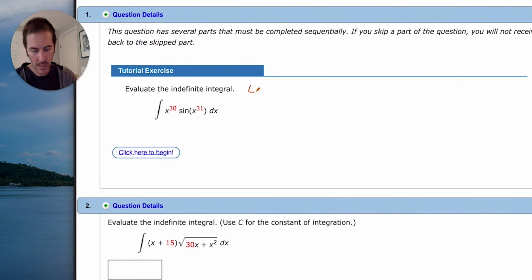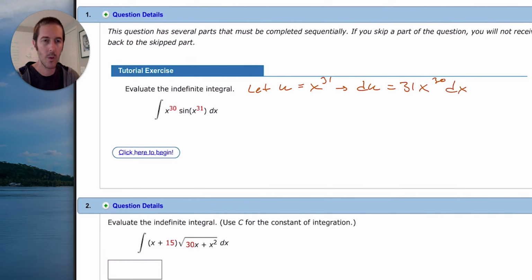So I'm going to let u equal x to the 31st. Therefore, the derivative of u will equal the derivative of the right-hand side of this equation, which is 31 times x to the 30th power times the derivative of x, or dx.